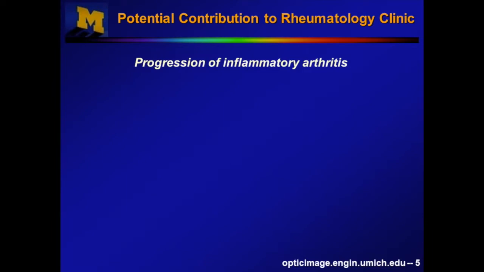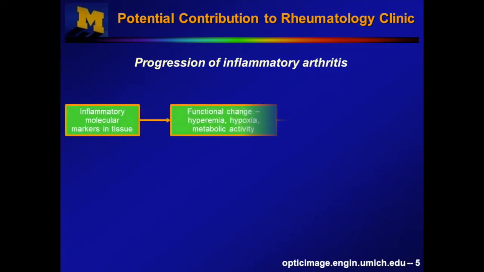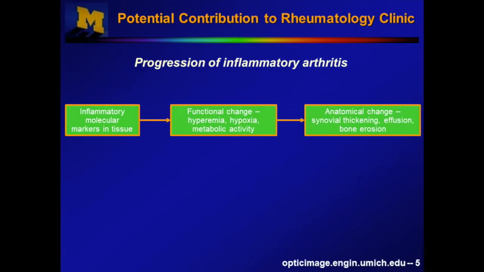Let's look at the progression of inflammatory arthritis. Usually, arthritis starts from inflammatory molecular markers in tissues. You can see a lot of molecular changes in soft tissues. And then later, you will notice some functional changes in the human tendons and joints. For example, you can see that the joint is fat and red. It's a big fat joint, and that's due to hyperemia, which is the enhanced blood volume. And also, you very often can see the blood oxygen saturation is decreased.